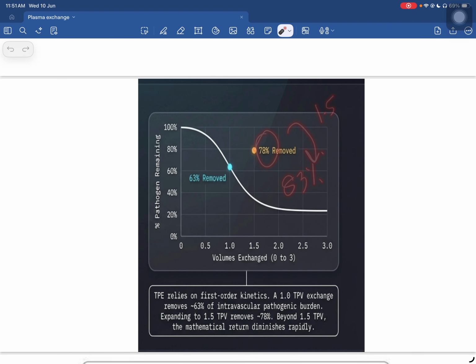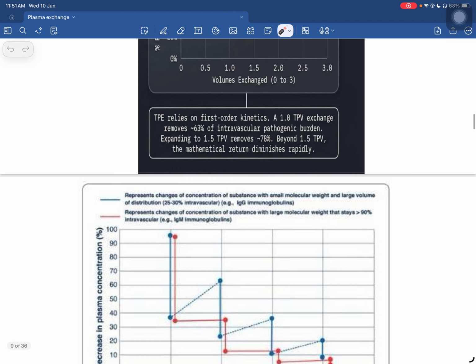That is, if you exchange 1.5 and if you exchange 2, the additional amount you're removing is only about 5%. But for that 5% increase, we are basically subjecting the patient to all the complications associated with plasma exchange. So basically, there are diminishing returns, which is why we do only 1.5 times the plasma volume exchange.